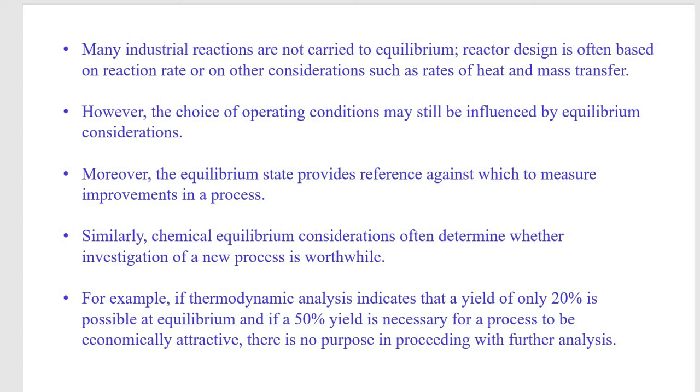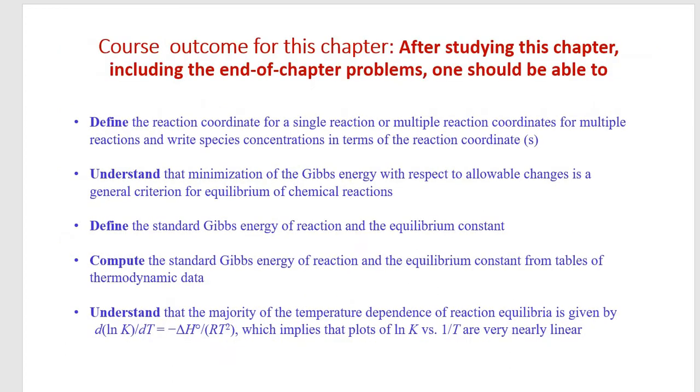So, if we know the equilibrium limit, and if we have already achieved say 95 or 97% of the equilibrium point, then we need not try further. We can stop there. So that is one important point the chemical equilibrium will tell you.